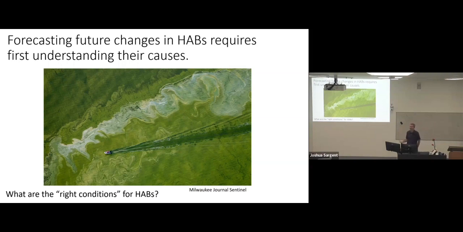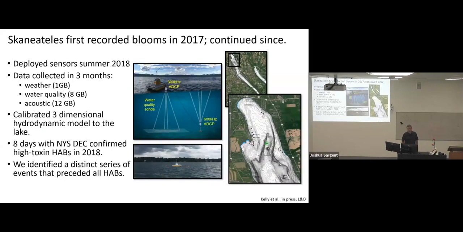So what are the right conditions for harmful algal blooms? We tend to think of them as manifestations that occur when we have high nutrient concentrations, warm temperatures, and calm conditions. That's when you get a cyanobacterial bloom. But we know it's a lot more complicated than that. And so in high productivity systems, yeah, that might be accurate. But we've also started to see harmful algal blooms occurring in systems that are more oligotrophic in nature.